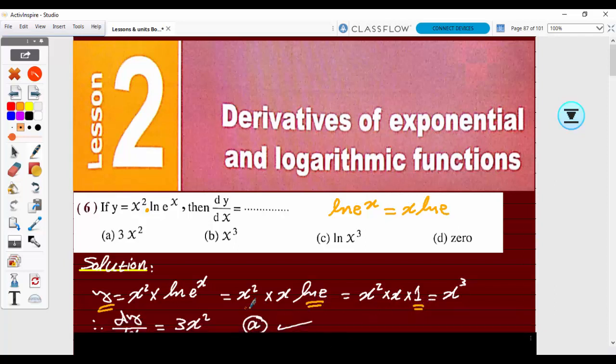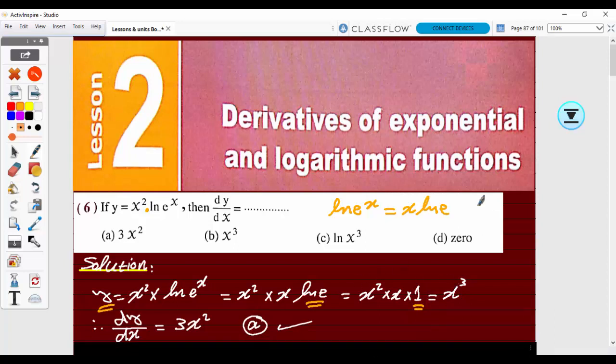So we have x squared multiply x multiply 1, which equals x power 3, and then we make the differentiation to get dy dx equals 3x squared, and the result will be letter A. We will choose letter A.